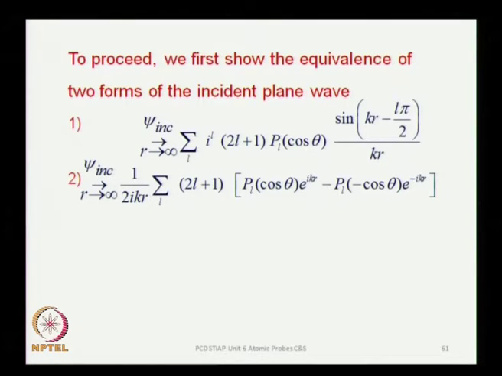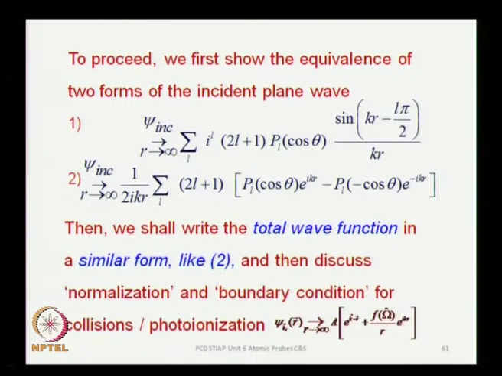And to be able to do that, we first write the incident plane wave, which is this, in an equivalent form over here, okay. This is completely equivalent form, but I will demonstrate very quickly how these two forms are equivalent. And once we do that, we will write the total wave function also in a form which is similar to this second form, and then we shall proceed to discuss the boundary conditions, and these boundary conditions are different for collisions and for photoionization.